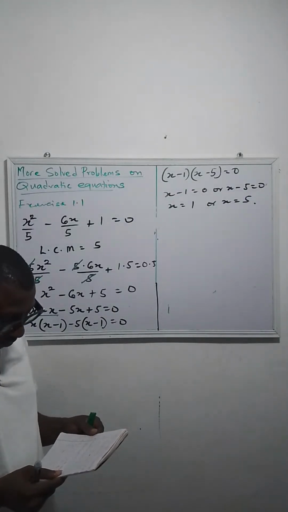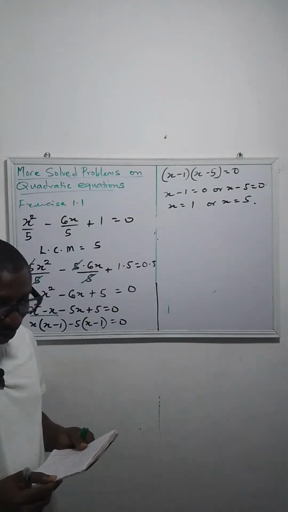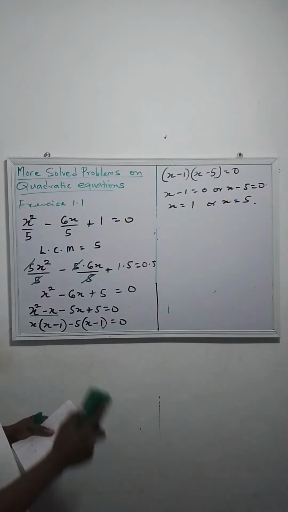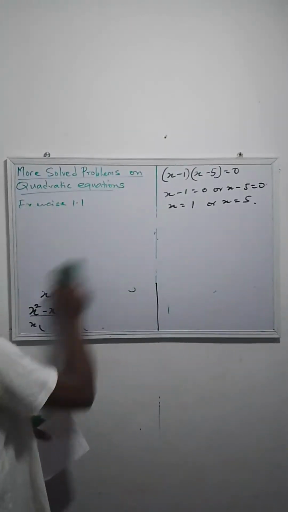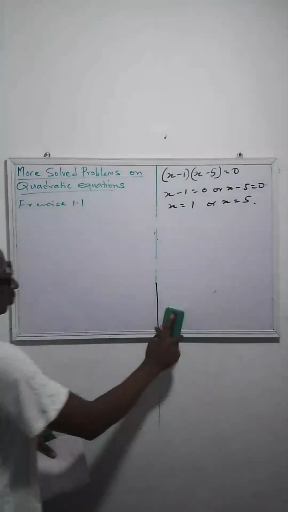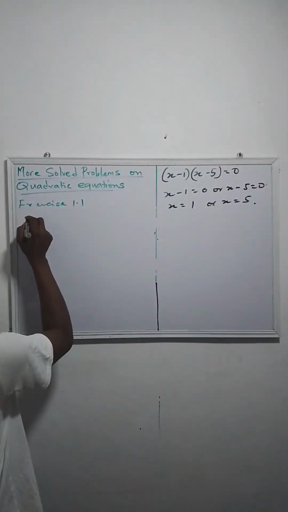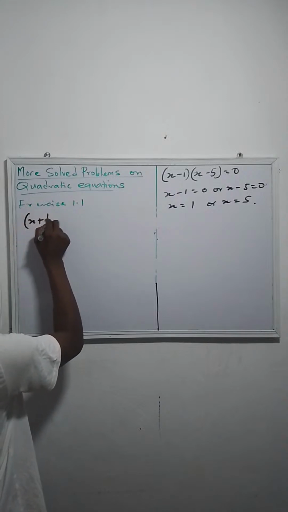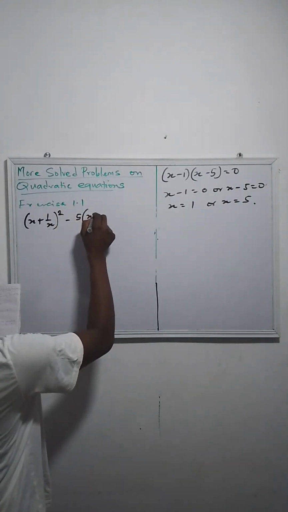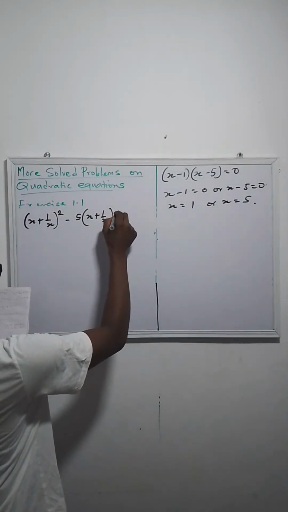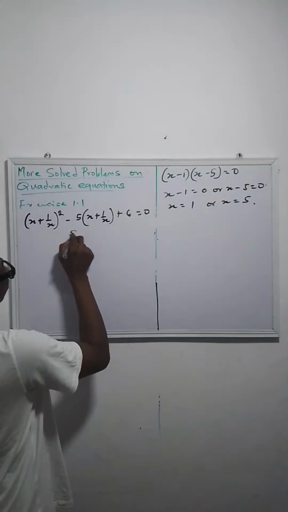This last one that I have here is going to require a lot of attention. So let's look at the problem. So we have (x plus 1 over x) raised to the power of 2 minus 5 times (x plus 1 over x) plus 6 equals 0. All right, so how do we solve this problem?